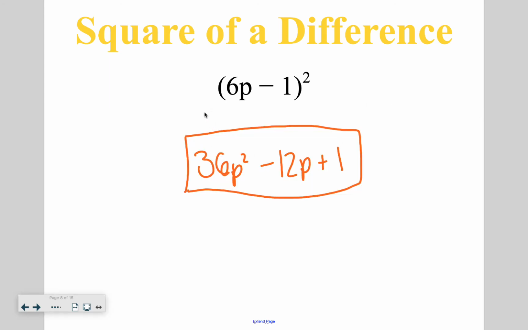So we start by squaring that front piece. 6p squaring that gives you 36p squared. Then we take 2 times the front piece of 6p times the back piece of -1, giving you -12p. And then we take the back piece and square it, which gives you a +1.